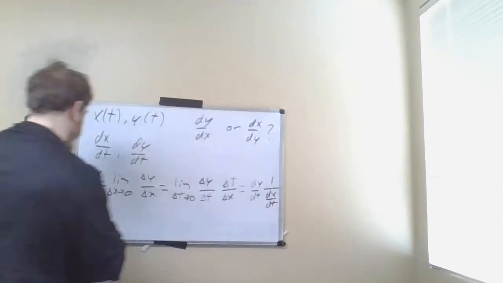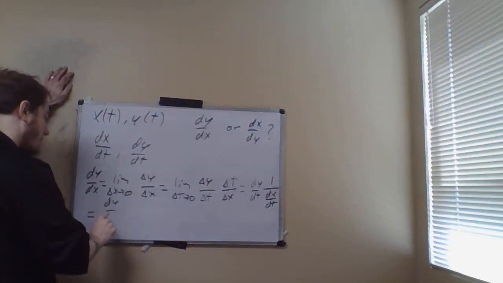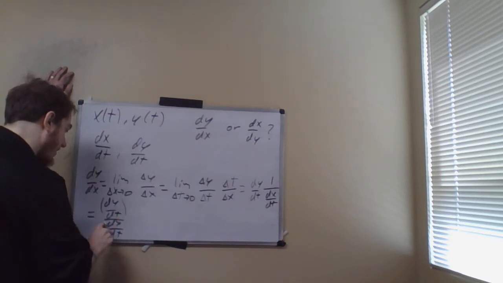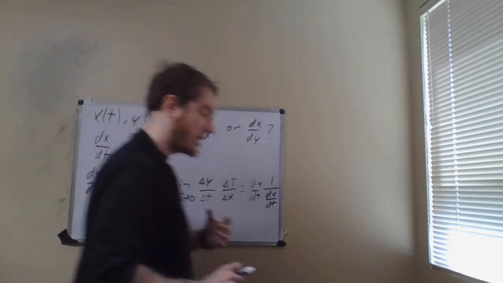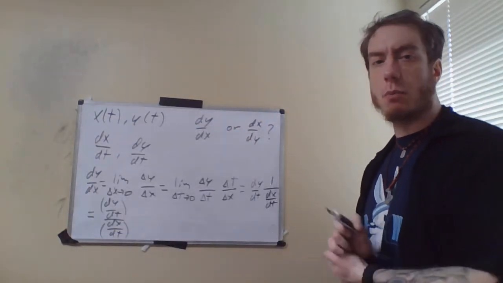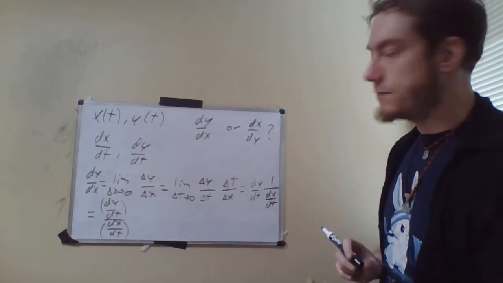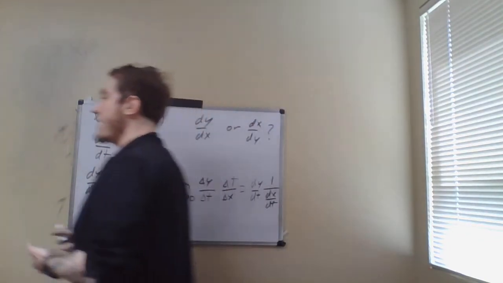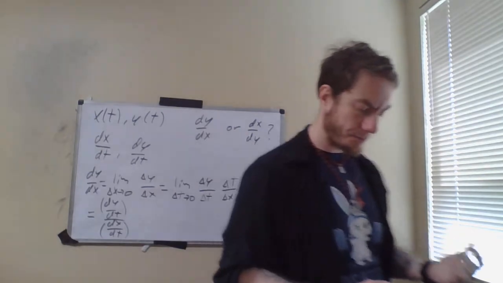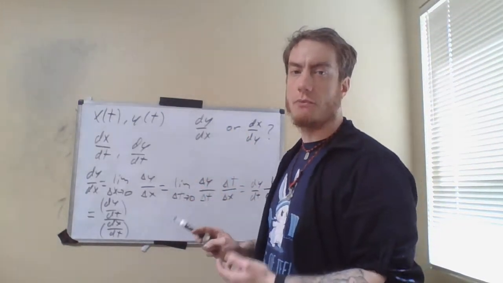So what we can say is that dy over dx is just going to be dy over dt over dx over dt. So the derivative of y with respect to t, and then the derivative of x with respect to t. And this gives us a way that we can find the slope of a tangent line really easily without having to actually know y as a function of x or anything like that. All we need to know is x and y as functions of t.